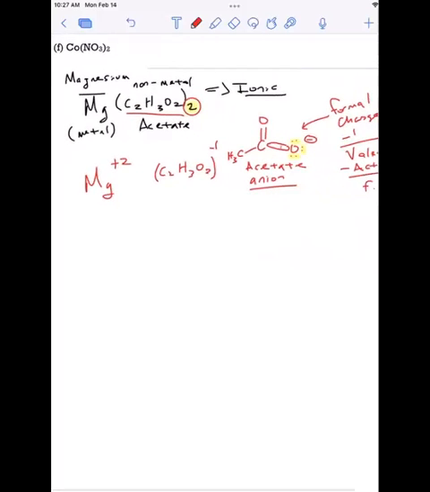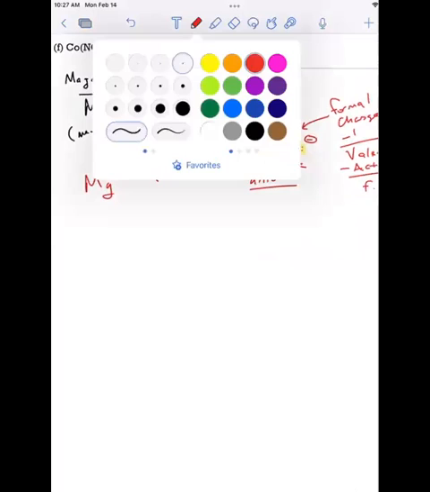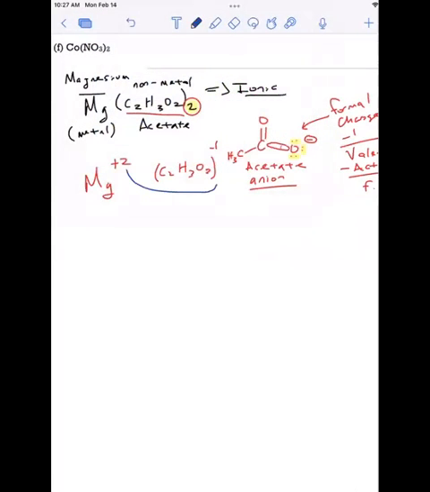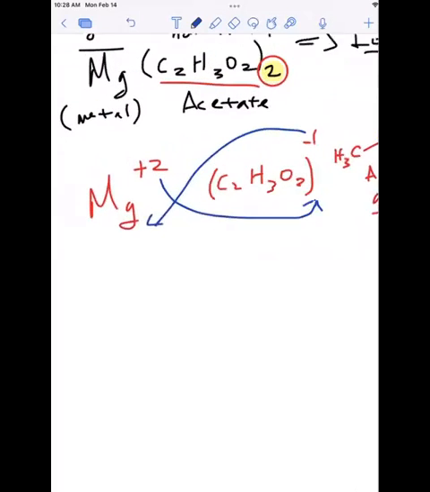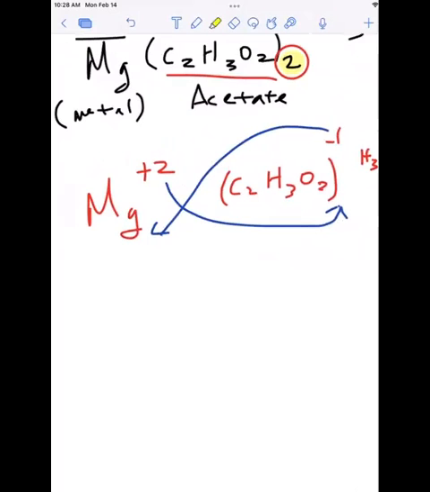That's how we get that subscript, because when we crisscross these, this is going here, and then this is coming here. No charges, just values. So the magnesium is going to have a 1 here, which is understood. That's why we don't write it.